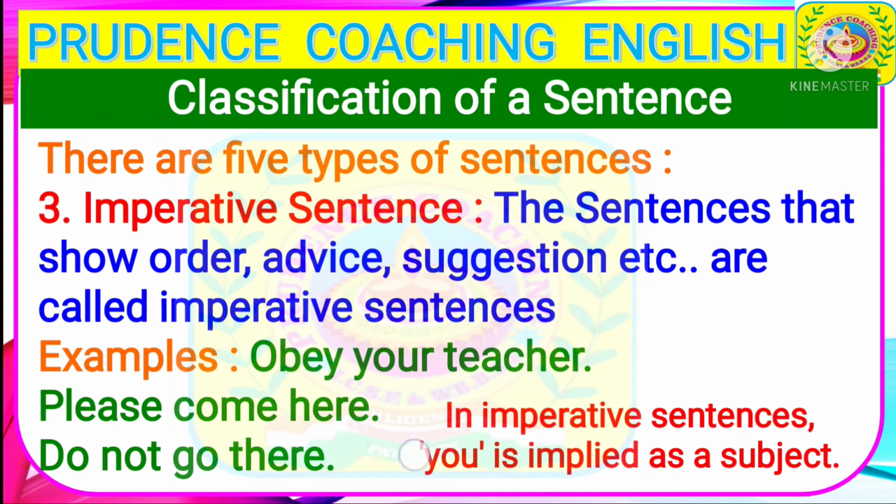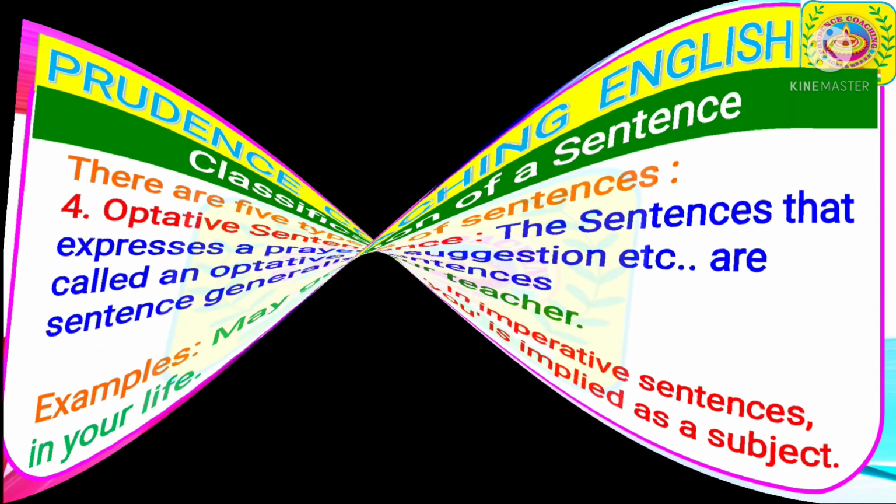You must remember in imperative sentences, you is implied as a subject. So in imperative sentences, you is implied as a subject, means you is hidden as a subject. Okay, for example, you obey your teacher. So whom you are saying to obey? You are talking with the person whom you are just saying you is the subject. You please come here. So you is hidden in this particular sentence.